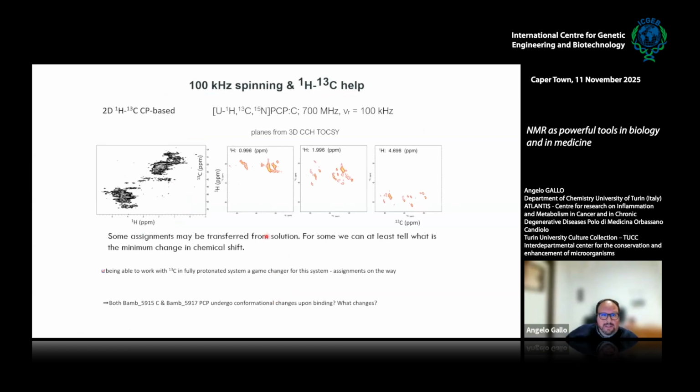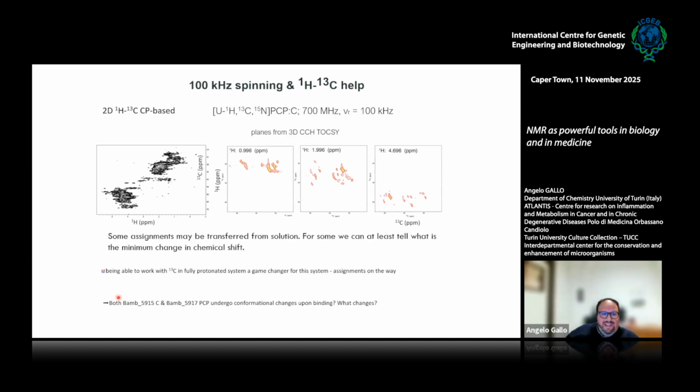We pushed the limit and we went for the TOCSY experiment, where we can see all the correlations inside the protein through bonds. Some assignments were easily transferred from solution state. For some, at least we can tell what the minimum change in chemical shift is. So being able to work with a 13C fully protonated system is a game changer in this case. And the assignment is still in progress, it takes a long time because it's not the easiest protein to assign.